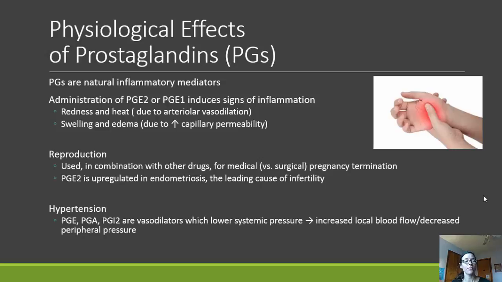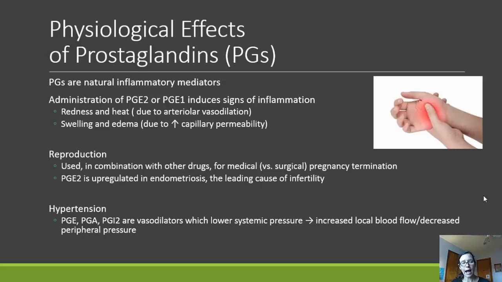So we know that, for instance, when used in combination with other drugs, prostaglandins can be used for termination of pregnancies. We also know that women who have endometriosis have an upregulated specific type of prostaglandin, which can lead to infertility. We also know that prostaglandins are significant in hypertension, in that certain prostaglandins are vasodilators. So they lower our blood pressure, increase blood flow, and decrease peripheral pressure.